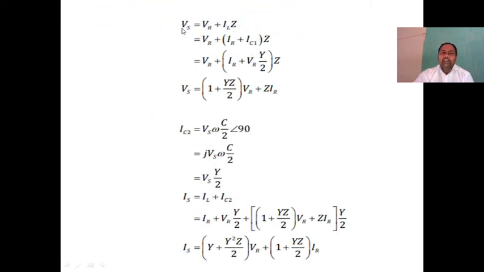Next one, the sending end voltage. Already we discussed, Vs is equal to VR plus IL into Z. What is the IL value? Replace IL with IR plus IC1, and replace IC1 with VR into Y by 2. Take VR as common. We get 1 plus YZ by 2, plus Z IR.